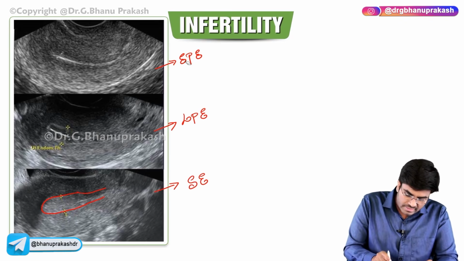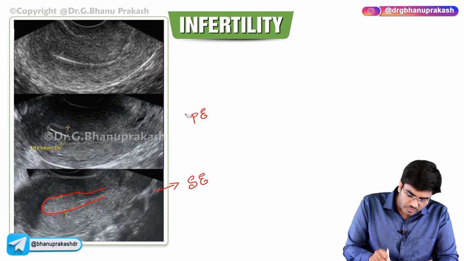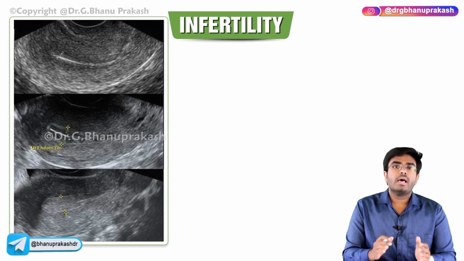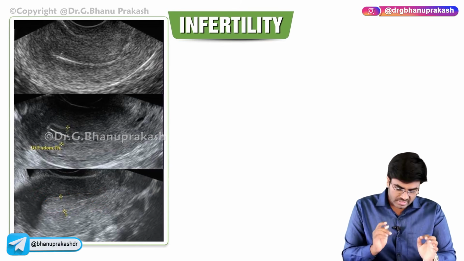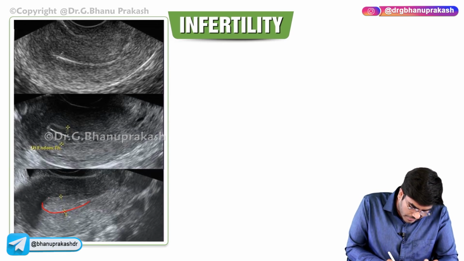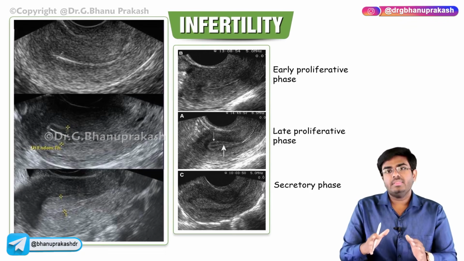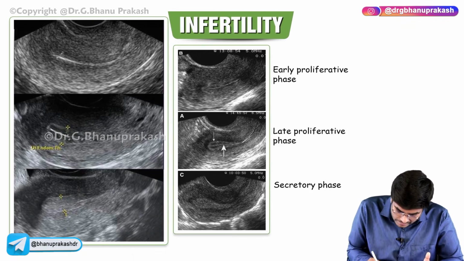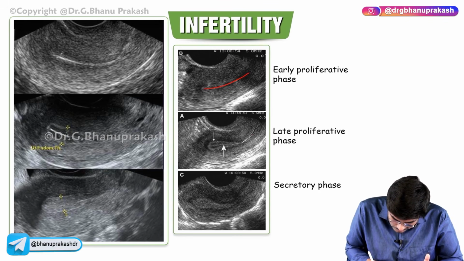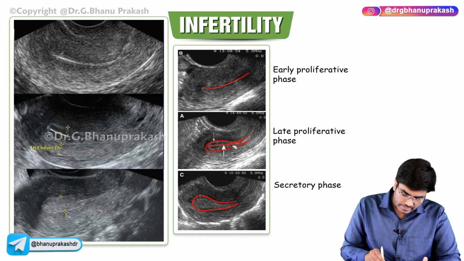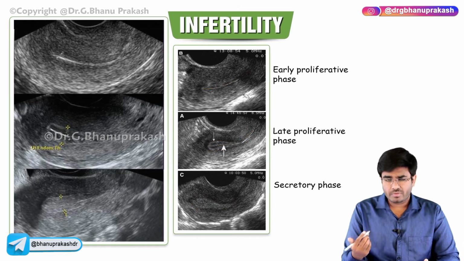If you are seeing only one single line, it is early proliferative phase. If you see a trilamellar stage, it is late proliferative stage or the time of ovulation. If you are seeing a very thick endometrium, it is the secretory phase of the endometrium, and the same can be seen in these pictures which I am showing you right now. Here it is one single line. Here you can clearly see the trilamellar endometrium, and in this image you can see only a thickened endometrium seen in the secretory phase of the menstrual cycle.